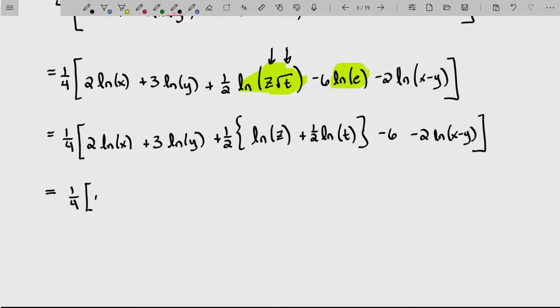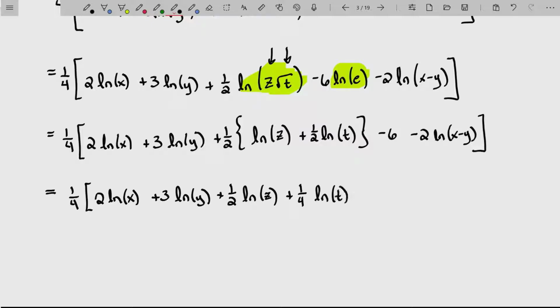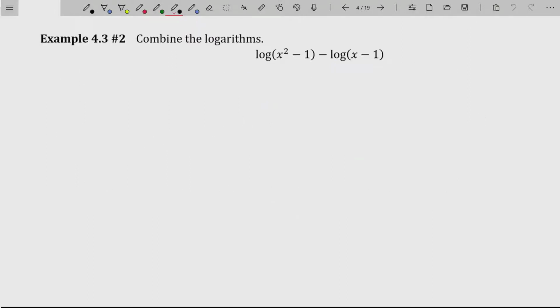The one thing I would say you should do here is clean up that middle set of brackets there. So I'm just going to do that right now. Just distribute that 1/2. So I'll have 1/2 natural log of z plus 1/4 natural log of t, and then minus 6 and minus 2 natural log of x minus y. There's nothing else you really can do that I see here. There are no like factors, so you're pretty much done. And yes, like I said, you could totally distribute that 1/4 through, but there's no real point to do that. So that was our expanding a logarithm example.